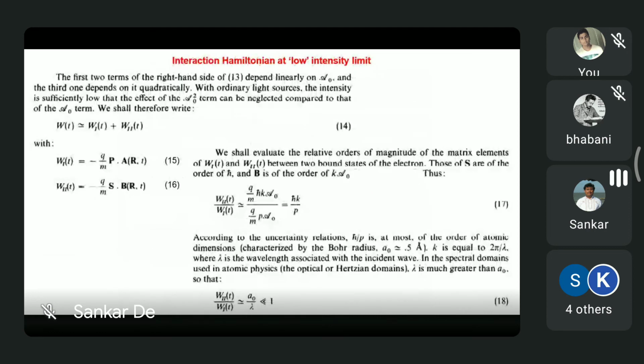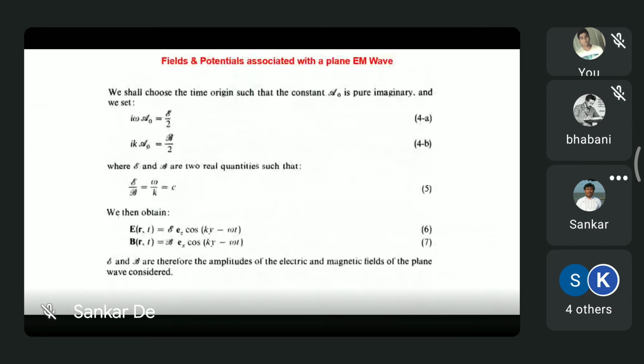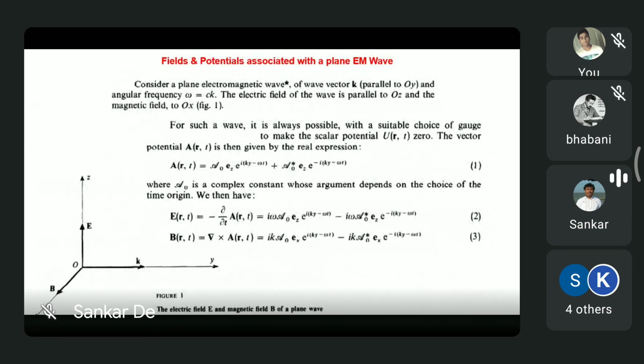And how can we write B? See, you can write B in terms of the vector potential as del cross A. So del cross A is the expression for B, right? Only the vector term is always X because B is along X, so the vector is Ex. Everything else you can write in the form of ika0, e to the power iky you can get here, and e to the power i omega t you can get from the other one. And this is how you write it.